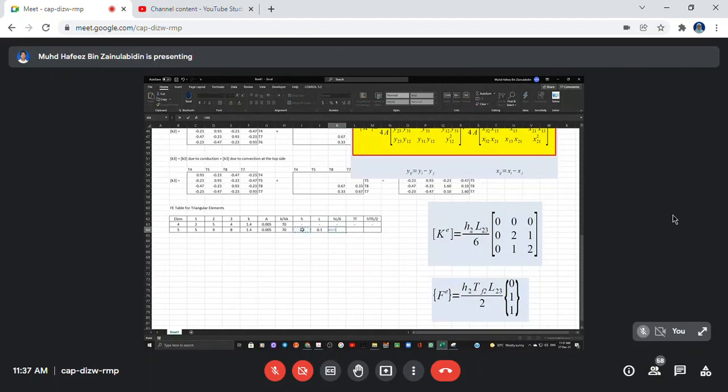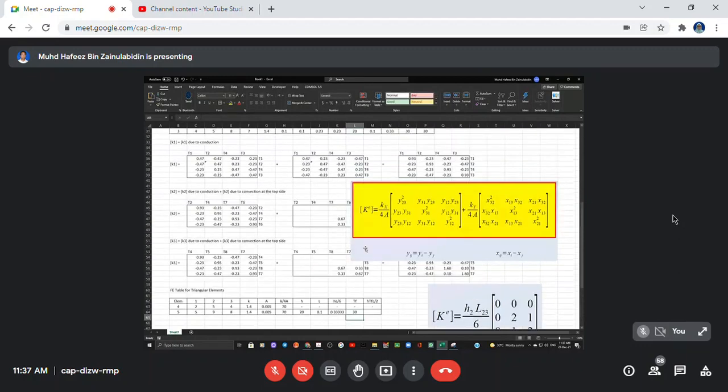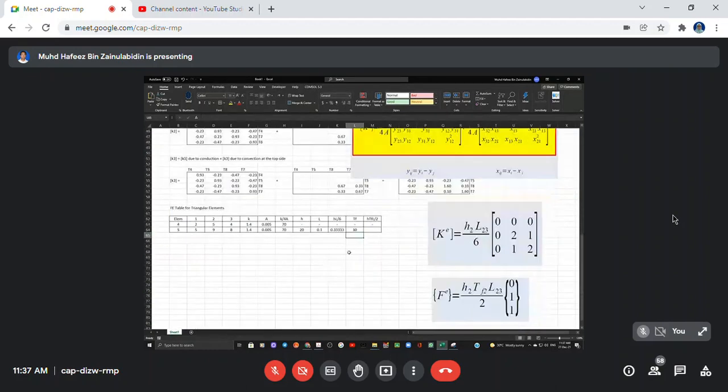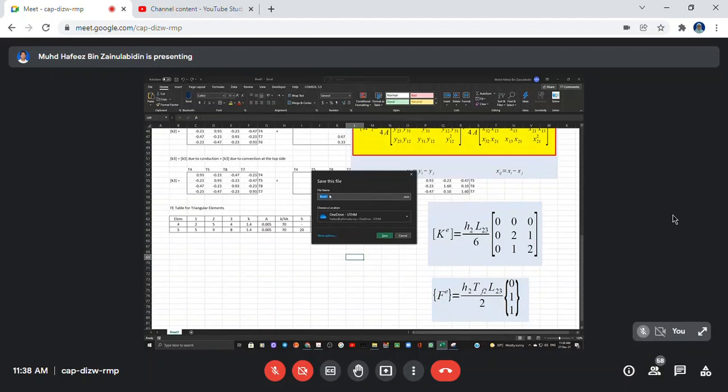Equals H times L divided by 6. TF is 30, if I'm not mistaken. TF 30. And then H times TF times L divided by 2. Okay, save. Class example.